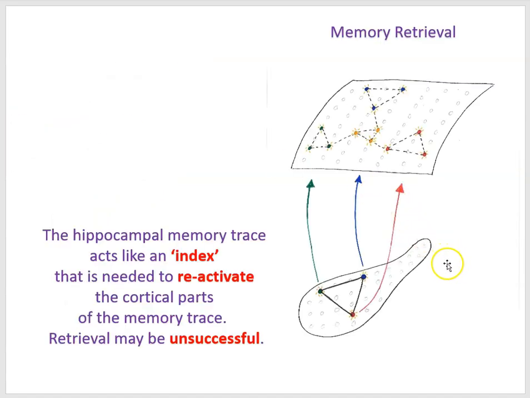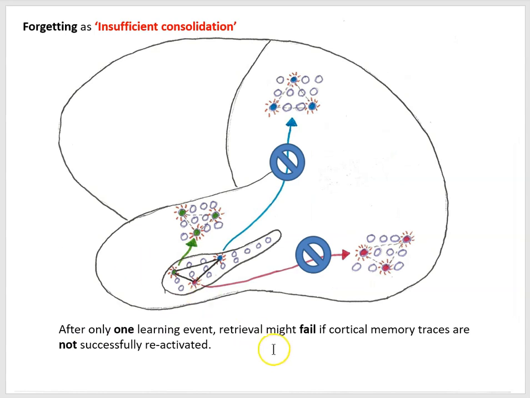Now, when we retrieve memories, the hippocampal memory trace acts like an index, and is needed at this early stage to reactivate the cortical parts of the memory trace. So at this early stage, we need the hippocampal memory trace to reactivate the cortical memory trace, and that's what's needed for memory retrieval. But retrieval may be unsuccessful. So after only one learning event, retrieval might fail if the cortical memory traces are not successfully reactivated. It may well be that we just have weak memory traces all around. We may not have formed a strong hippocampal memory trace, as well as having weak cortical memory traces.